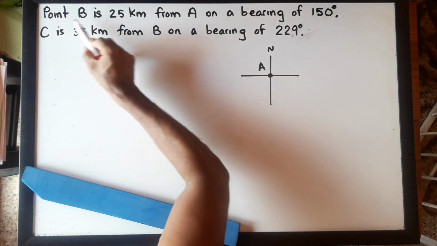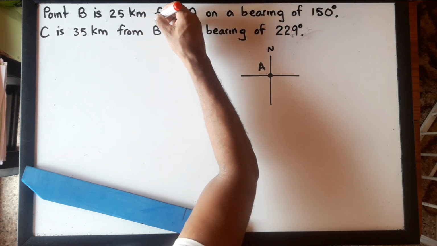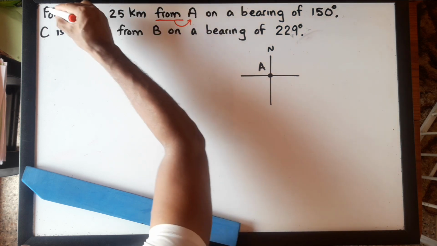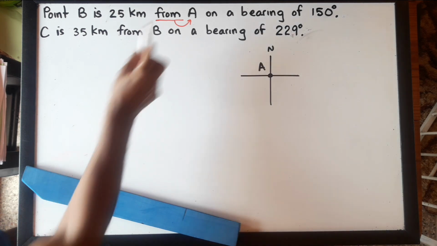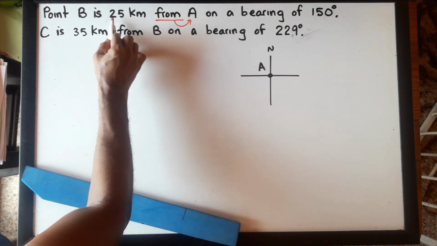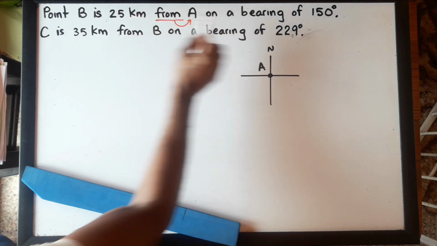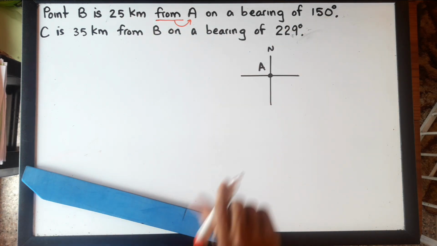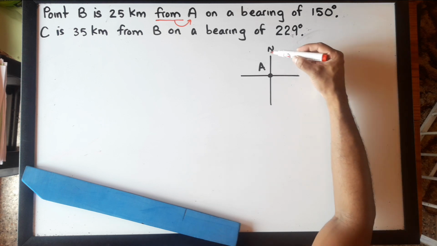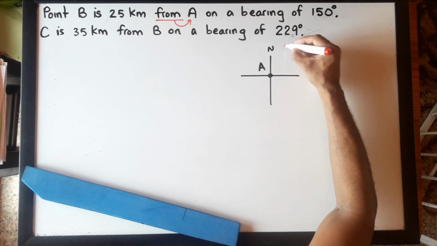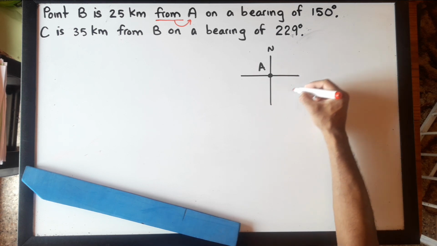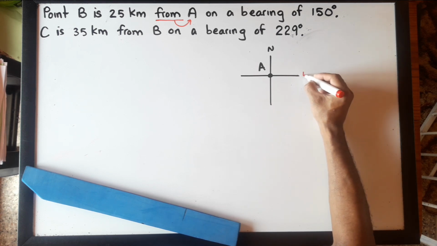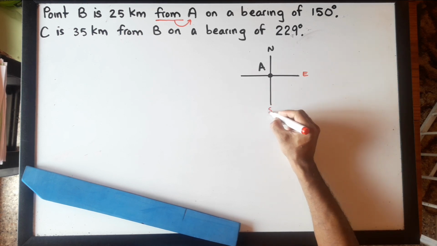Well, point B is 25 kilometers from A. So in this first sentence, we are standing at point A. And in order to reach point B, we have to walk 25 kilometers at this bearing. So where would 150 be? North is always 0 degrees, east is 90, and south is 180. So 150 will be in between east and south.